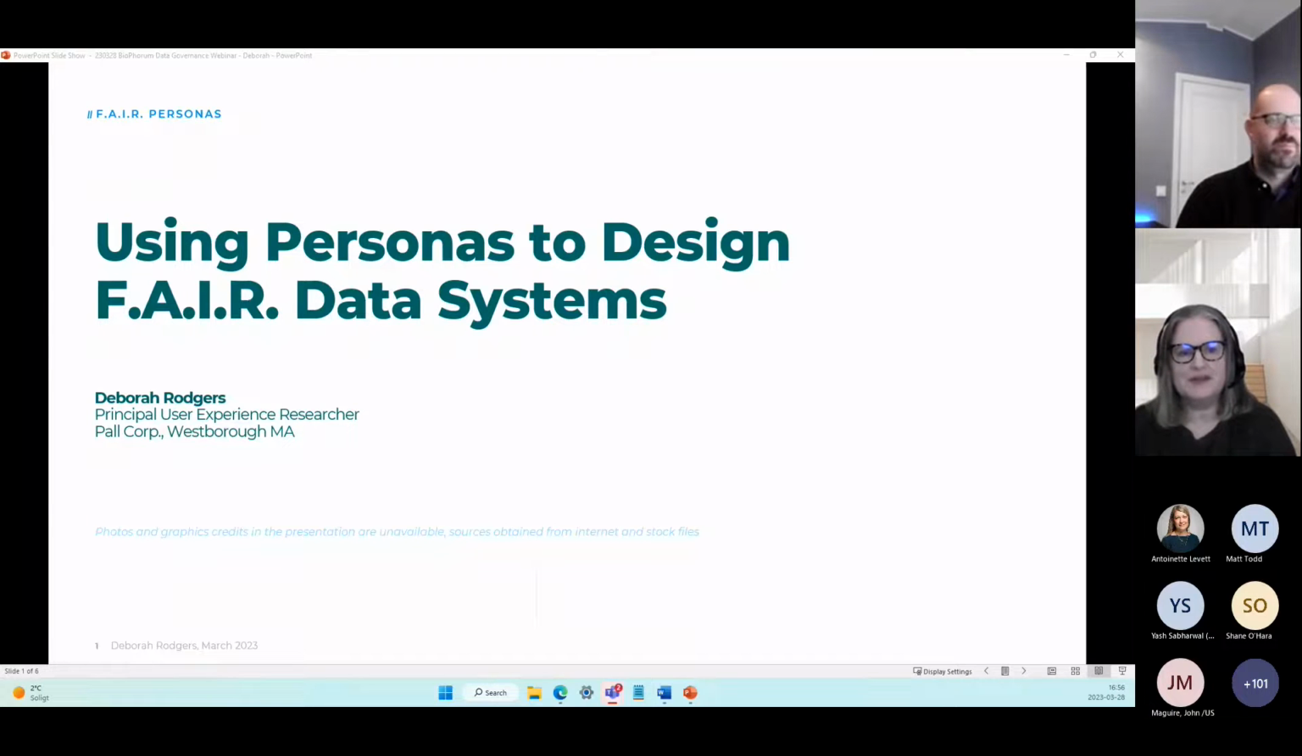So what I'm going to do is briefly talk through how to approach personas and bring them into your FAIR data design process, mostly because personas are a really useful way to get out of your own head and make sure that you're designing systems that other people can use. So the next slide.